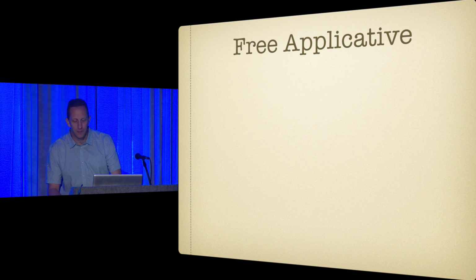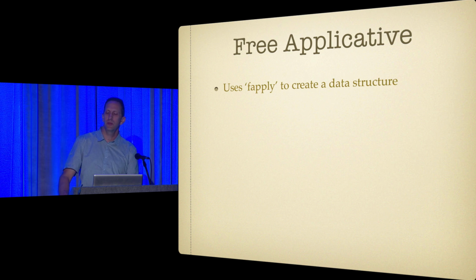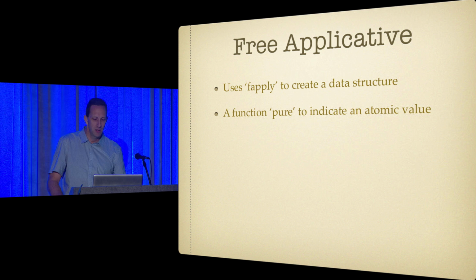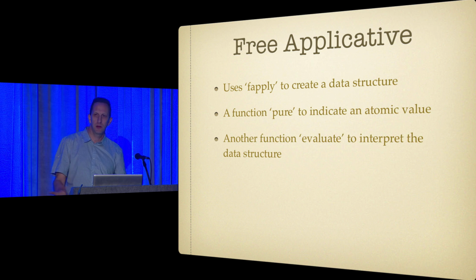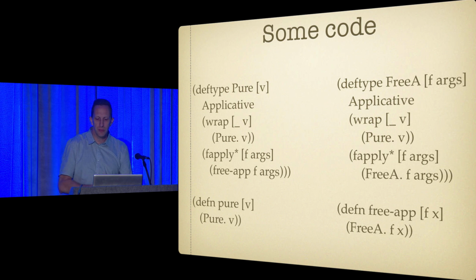So the free applicative, as you may guess, uses fapply to create a data structure. And that is all the free applicative functor is, a way to create data structures. It also uses that same pure function to indicate the leaves of your data structure, and also uses that same evaluate function to interpret that data structure you've created and to get the actual answer that you want.